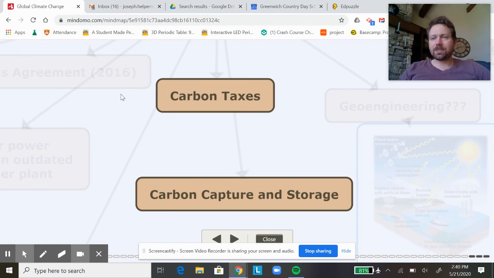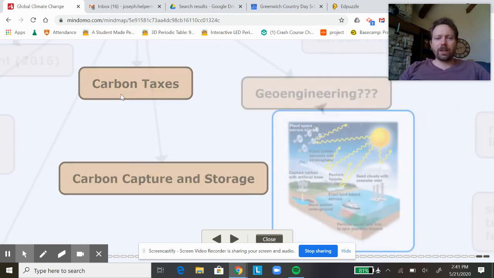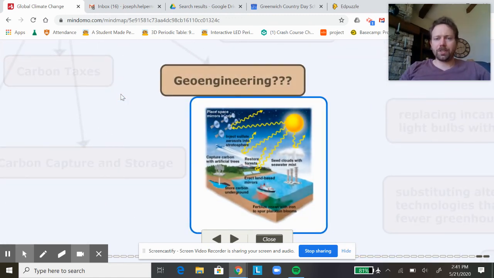Having carbon taxes is another hot button issue right now. It was a big push in the Democratic parties and Democratic candidates to talk about carbon taxes as a way of reducing the amount of CO2, basically putting a tax on any activity that companies might do that releases CO2 in the atmosphere, and doing carbon capture and storage.